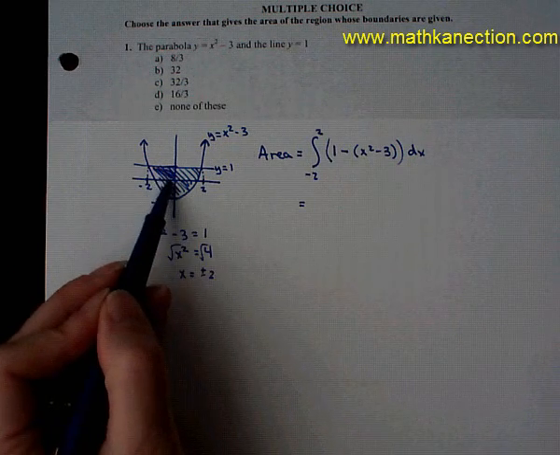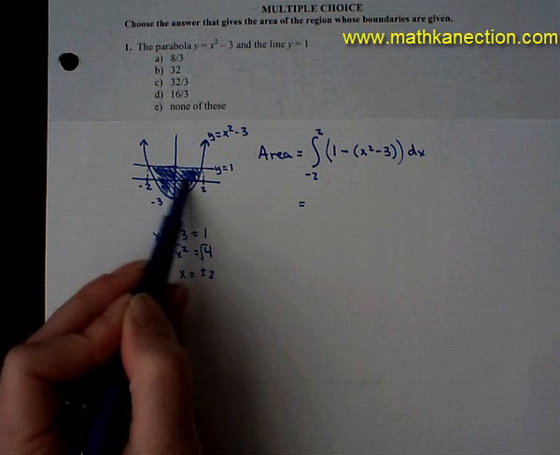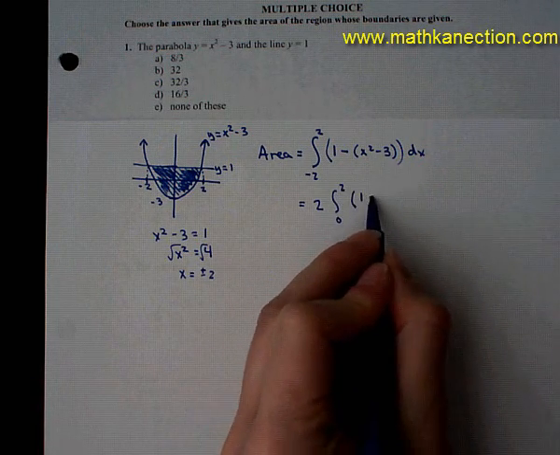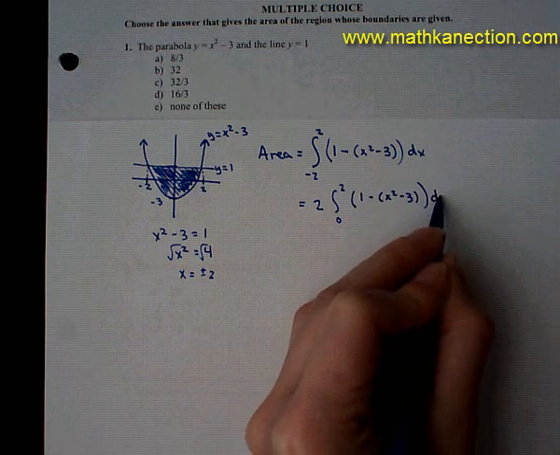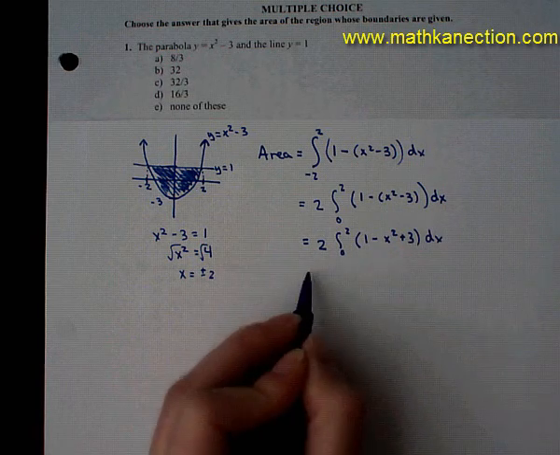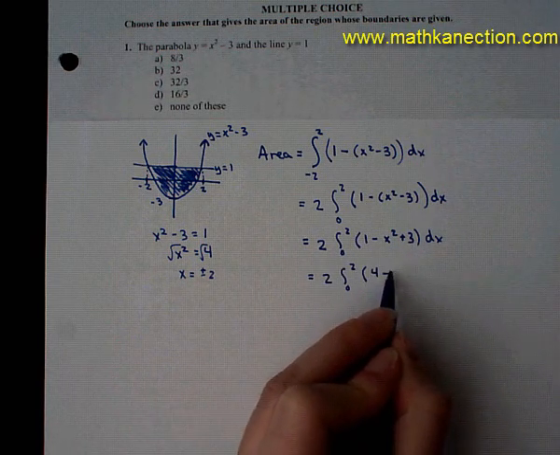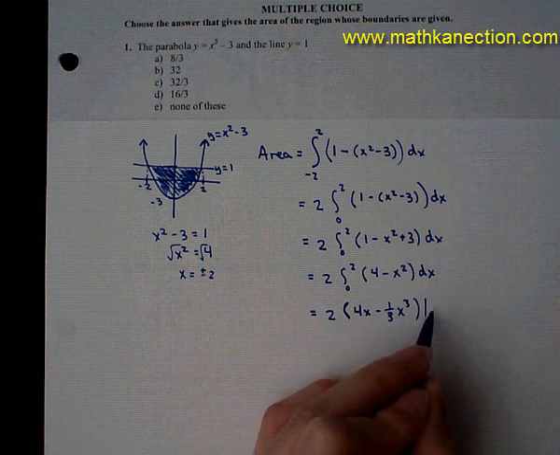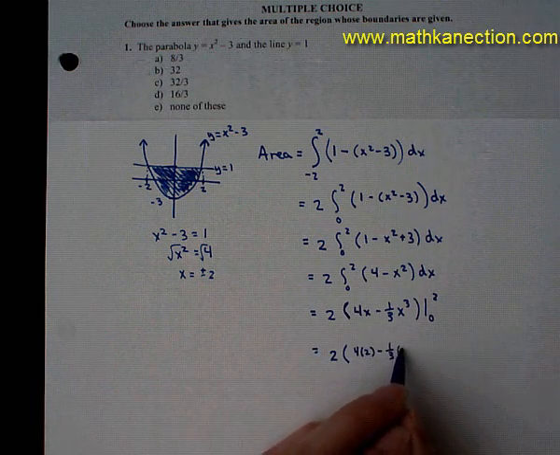Since our area is symmetrical, we can see the left half of the graph is symmetrical to the right half. We can double our integral from 0 to 2 of 1 minus the quantity x squared minus 3. Simplifying the integral, we get 1 minus x squared plus 3 dx. And again, further simplifying, we get 4 minus x squared dx, then anti-deriving and solving the problem to get our area.